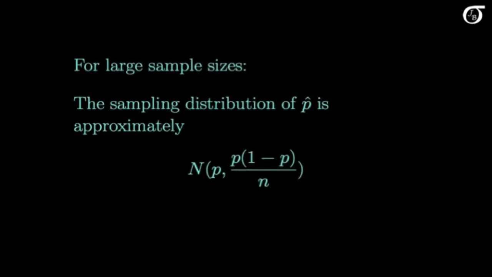Overall, in summary, for large sample sizes, the sampling distribution of p hat is approximately normal, with a mean of p and a variance of p times 1 minus p over n. We will use these characteristics of the sampling distribution of the sample proportion p hat to construct appropriate confidence intervals and hypothesis tests for the population proportion p.